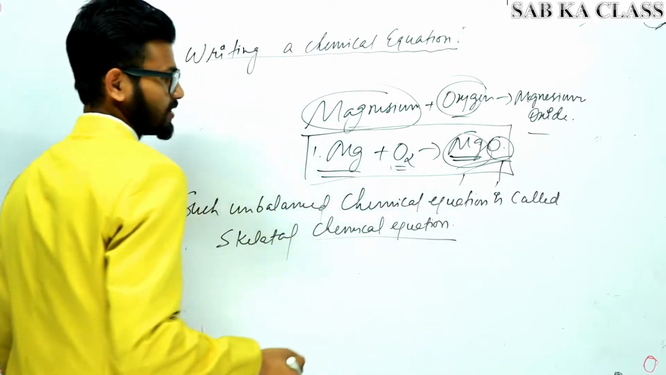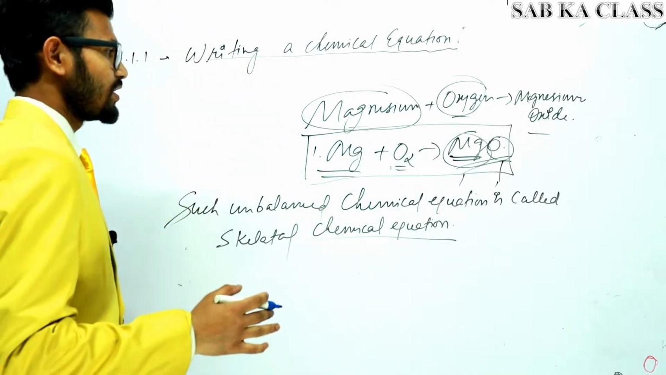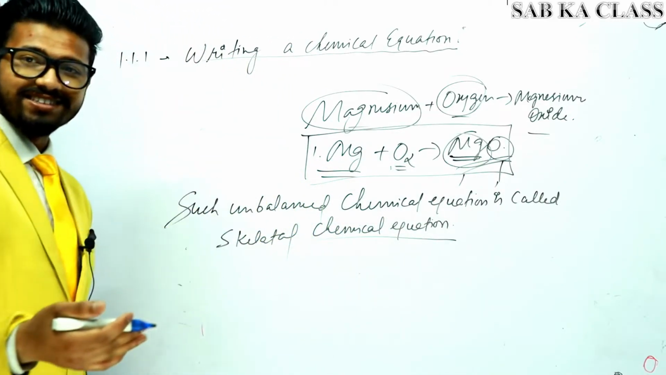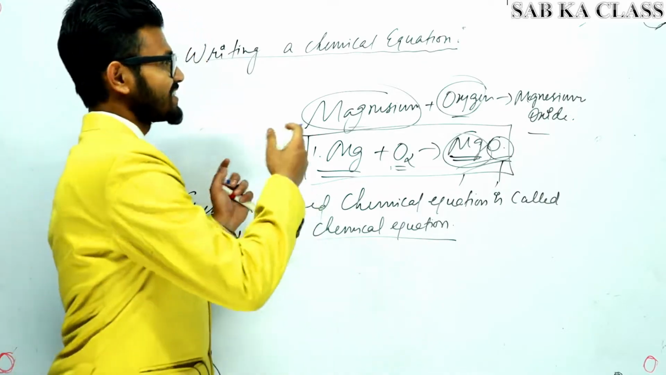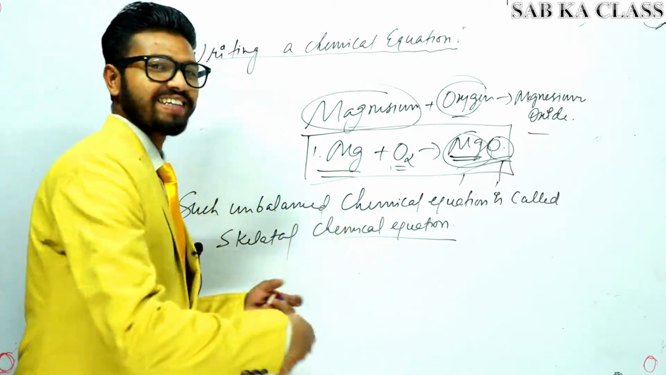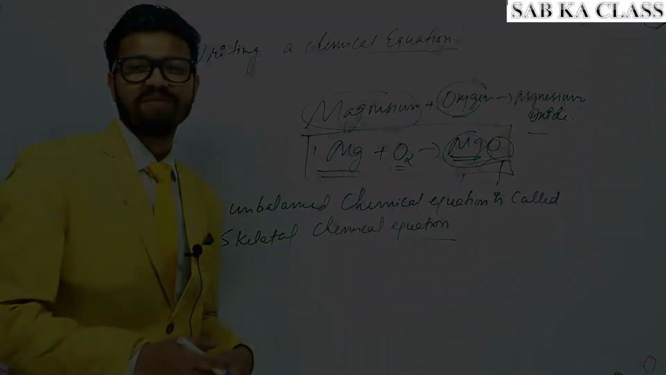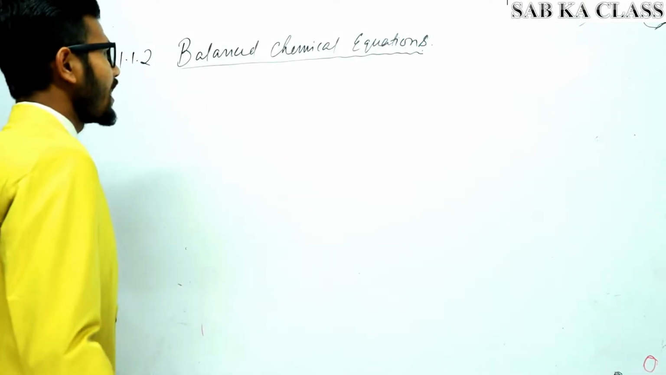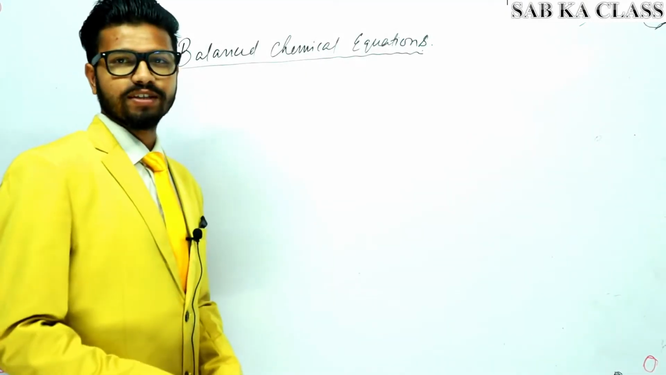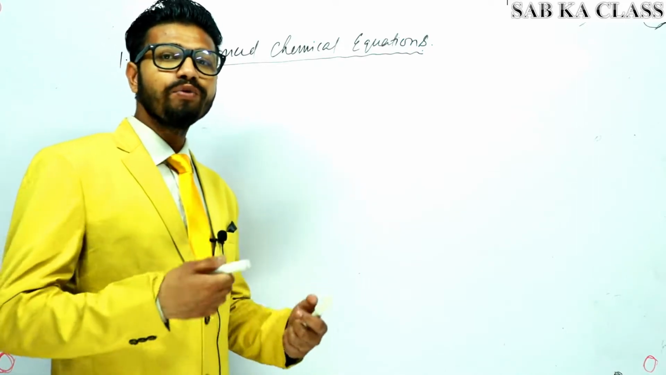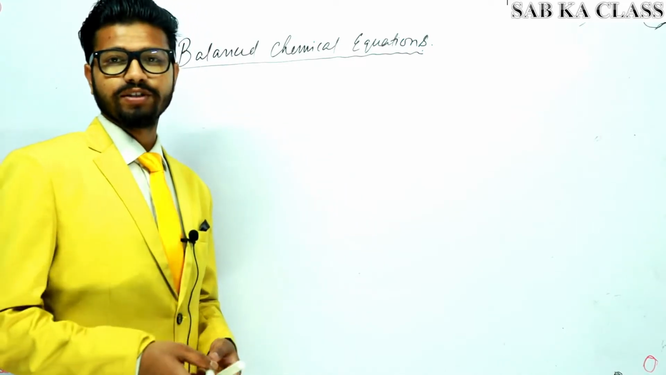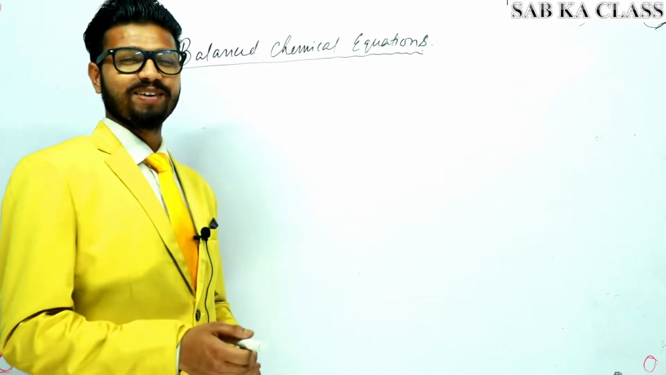I hope it is clear. This is unbalanced, and how to balance it we will be learning in the next subtopic. Our next upcoming topic will be balancing chemical equations. That is your balanced chemical equation. Here we are learning how we will be balancing the chemical equation, meaning those skeletal chemical equations.